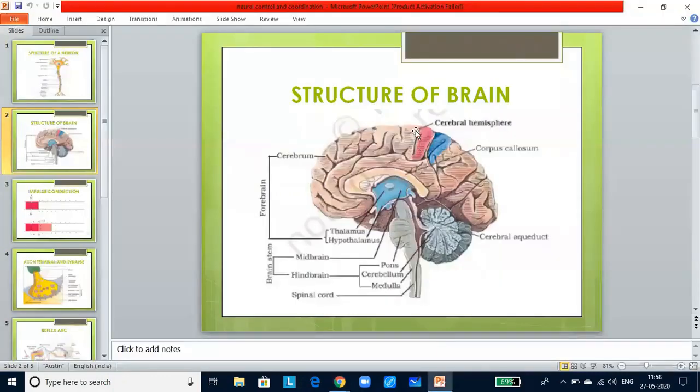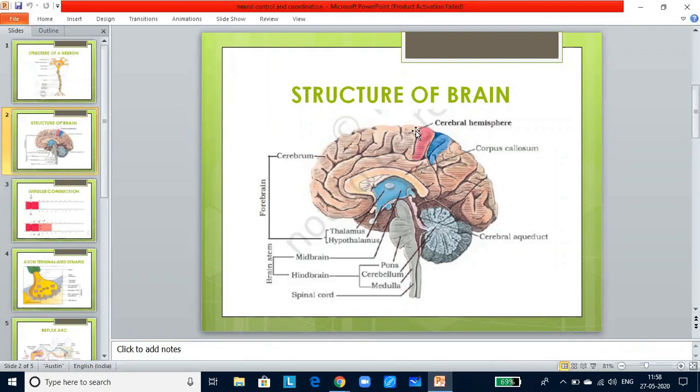Let us look at the structure of the brain. So the central nervous system consists of brain and spinal cord and it is the site of information processing and control. Gray matter is made up of cell bodies of neuron and white matter has only nerve fibers. Brain lies in the cranium of the skull.